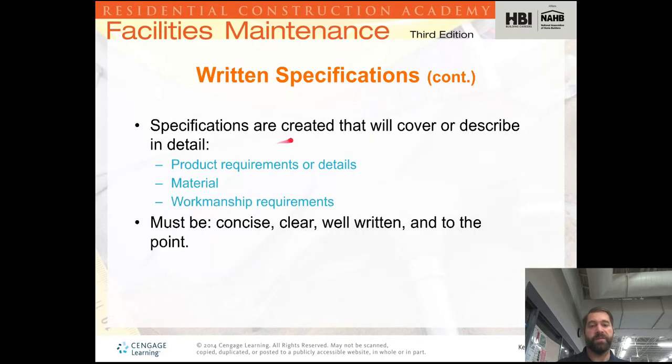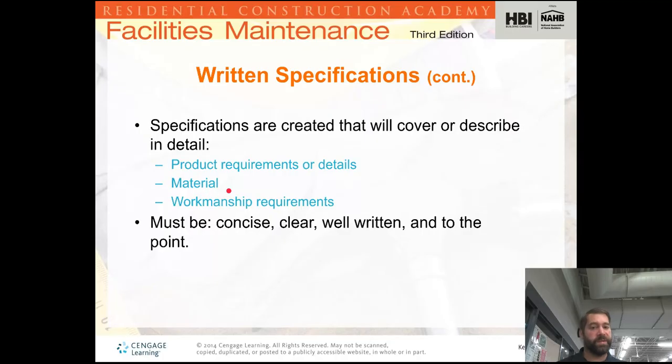So specifications are created that will cover or describe in detail the product requirements or details, right? So let's say that you're going to do a kitchen and someone says, oh, well, I want to put a stove in, or I want to put a refrigerator in. Well, that all has to be outlined. In addition to that, the type of windows, the type of doors, the type of flooring, the type of wall covering, the type of wall framing. So anything that gets built needs to have the requirements and details in it. It needs to meet certain specifications.